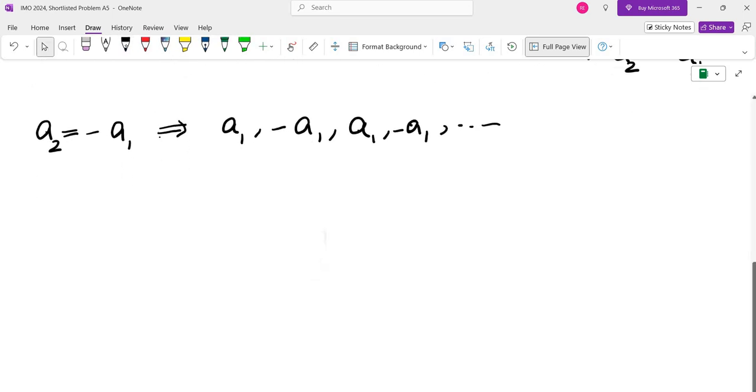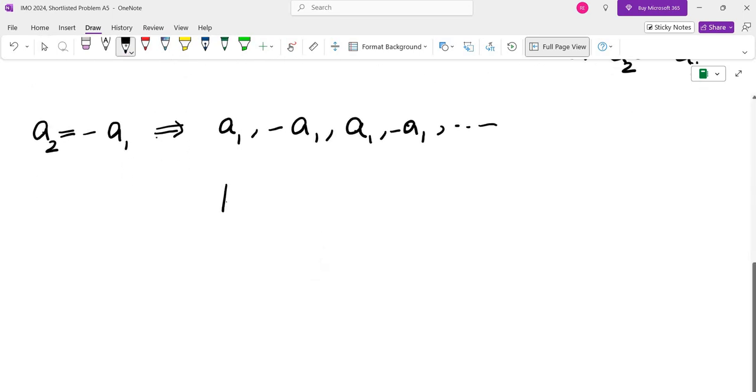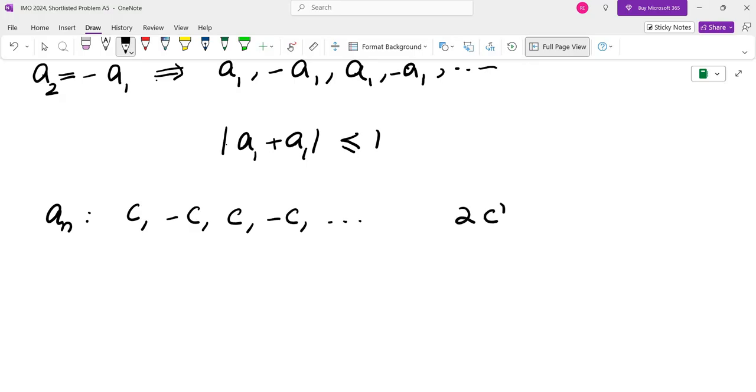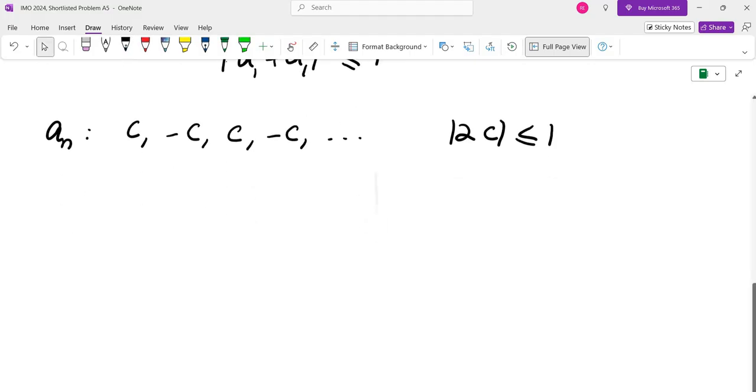So this is one such sequence, but we also have the condition that the difference of the consecutive terms, so A1 plus A1, would have to be less than or equal to 1. So the second example that we get is that a_n would be some constant c, negative of that same constant, c, negative of that, etc., where 2c in absolute value is less than or equal to 1. So far we have found two examples.